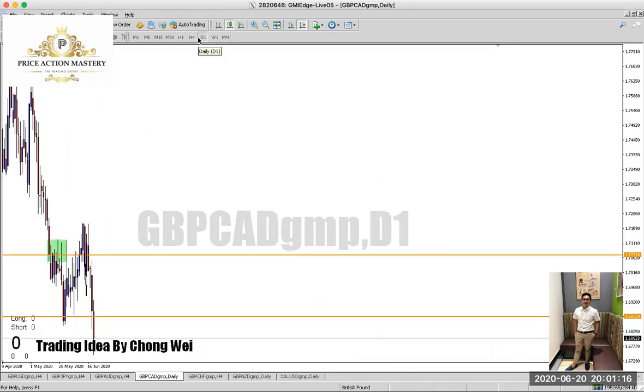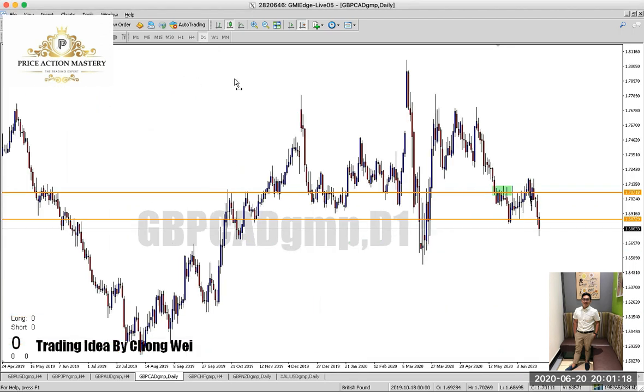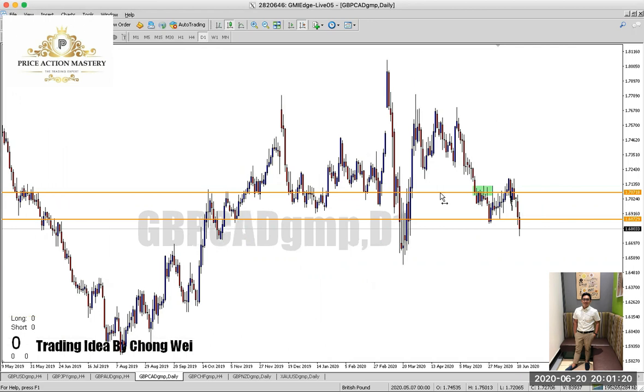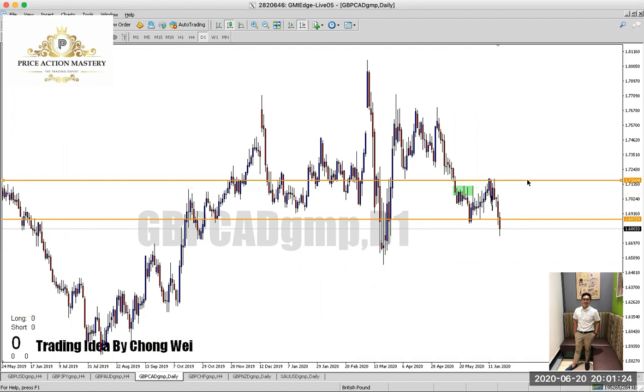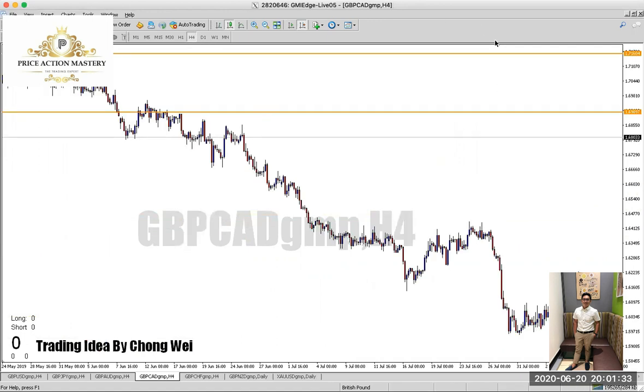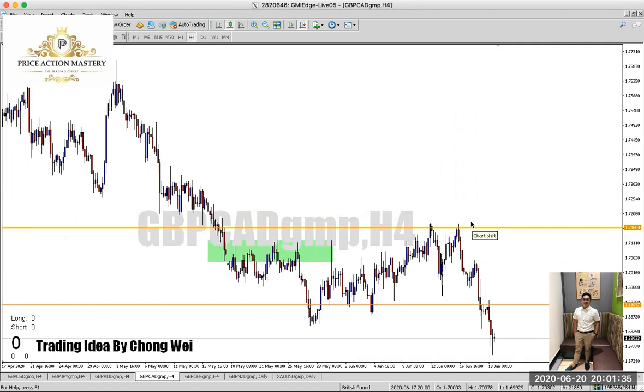Another will be GBP CAD. So let's look at GBP CAD. This level will be our key line level. This level will be the perfect key line level. And then let's look into H4. Yes. So for GBP CAD, we need to wait.